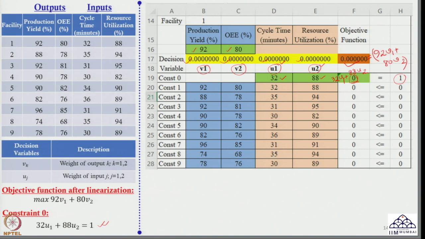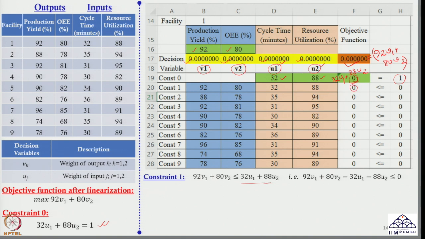Now I had 9 constraints for 9 facilities. The first constraint was 92 into V1 plus 80 V2 less than or equal to 32 into U1 plus 88 U2 in the generalized form. Taking these two terms to the left hand side, it will be 92 into V1 plus 80 V2 minus 32 U1 minus 88 U2 less than or equal to 0. Now how to write it in Excel? 92 into V1, which is initially 0, 80 into V2, 80 into 0, minus 32 into U1, 32 into 0, minus 88 into U2, 88 into 0.